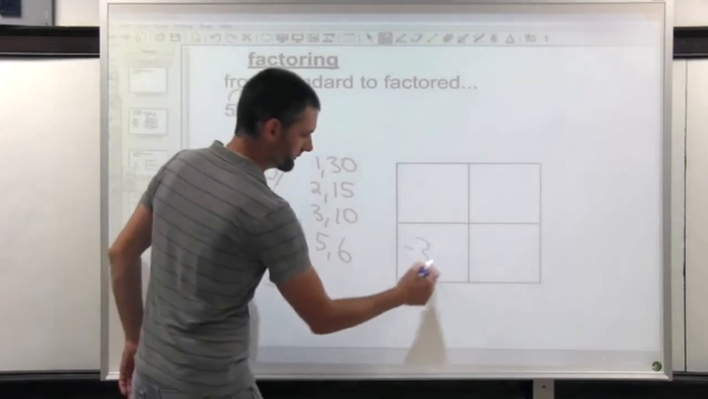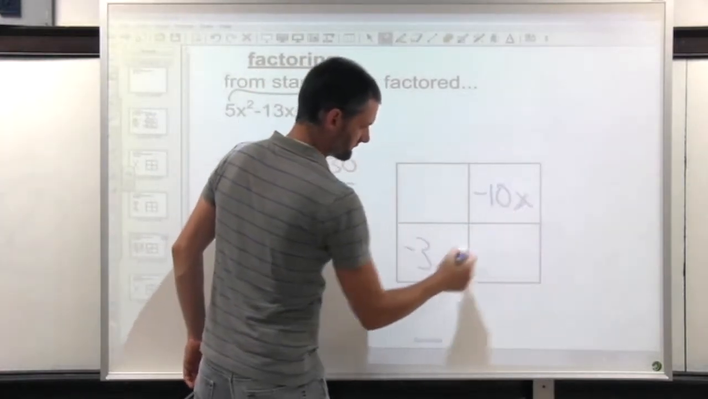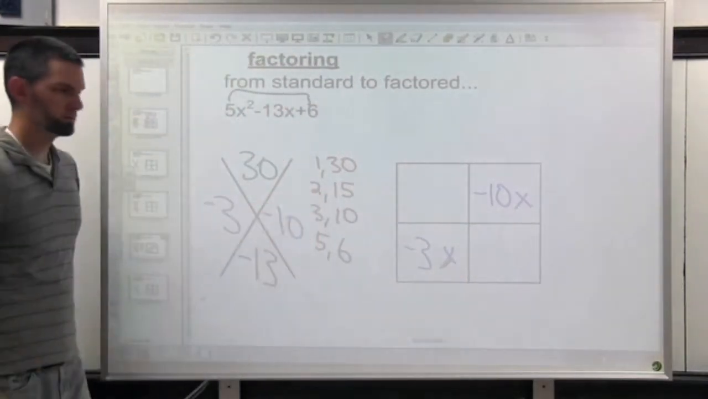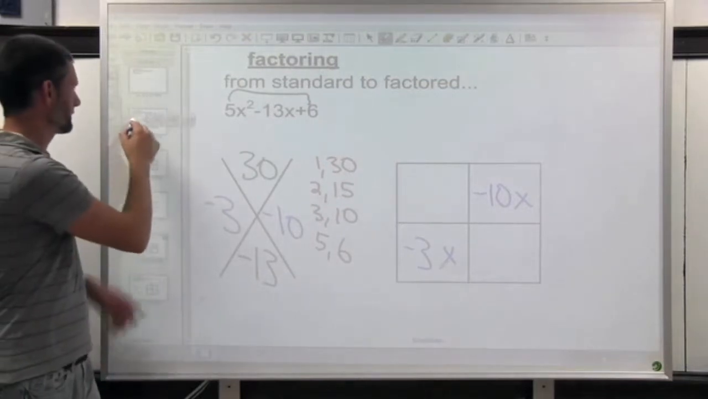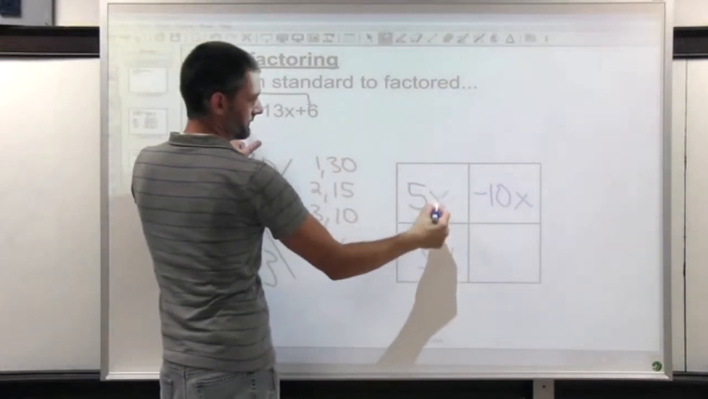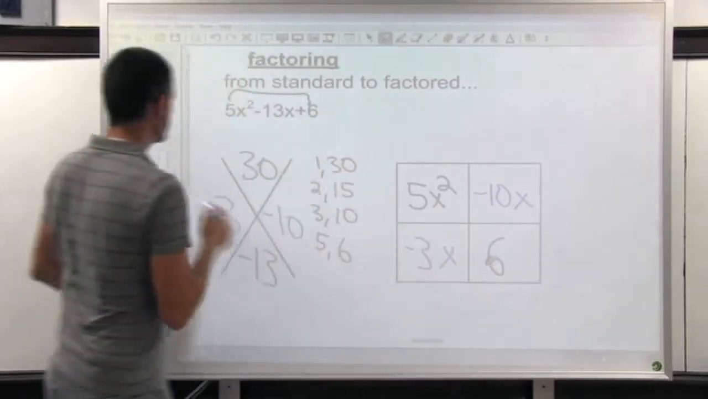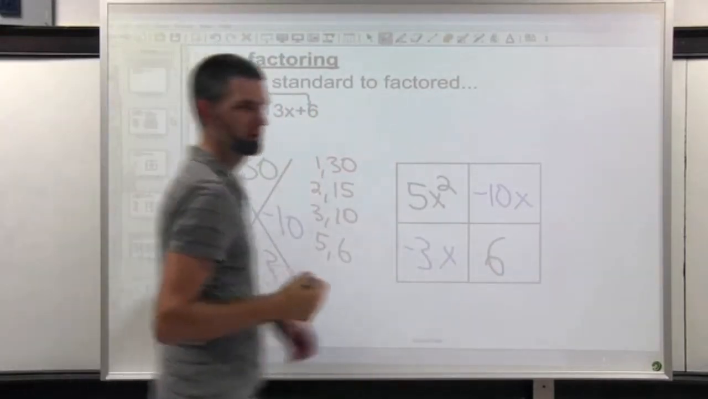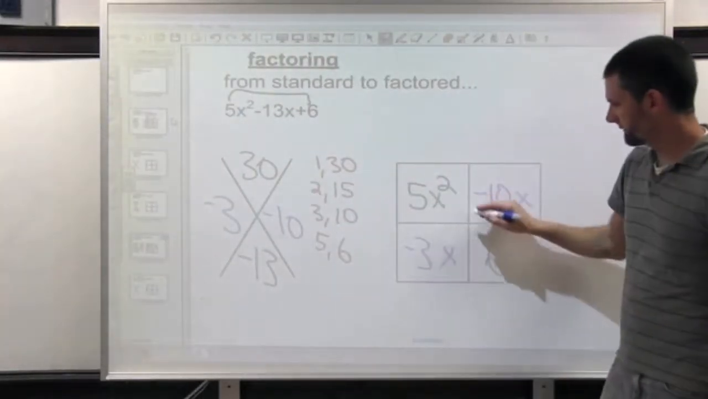30 is one of those that's a little bit tricky. Sometimes we can get stuck with the 3 and 10 and 2 and 15. Let's go ahead and put our first term in the first box, our last term in the last box, and take out the greatest common factor of each row and column.